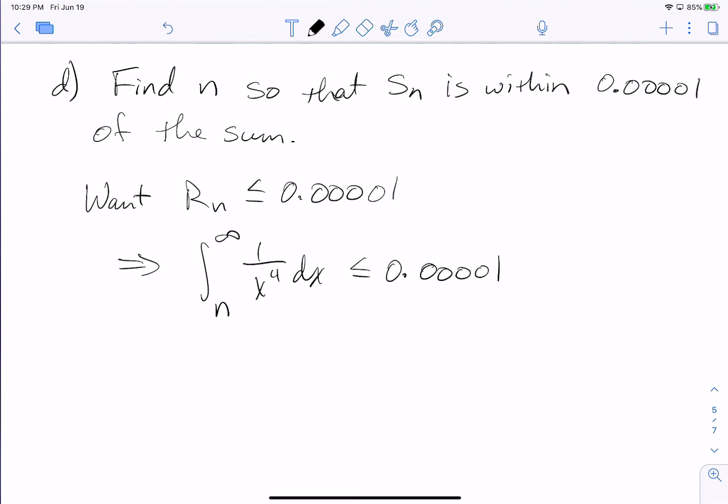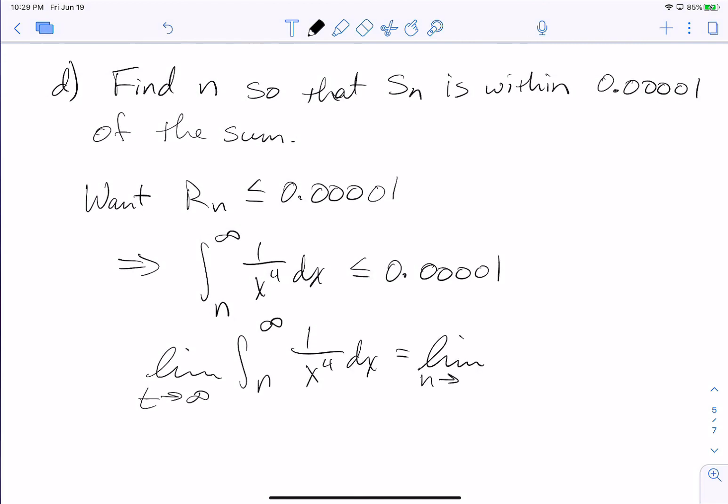And this is weird because the unknown is actually a limit of integration, but the integral should be fine. We're going to use the power rule. It's the same integral that we already saw. We're looking at the limit as t approaches infinity of the integral from n to t of 1 over x to the fourth dx, which is equal to the limit as t approaches infinity of negative 1 over 3x cubed evaluated from n to t, which is going to have a value of 1 over 3n cubed.